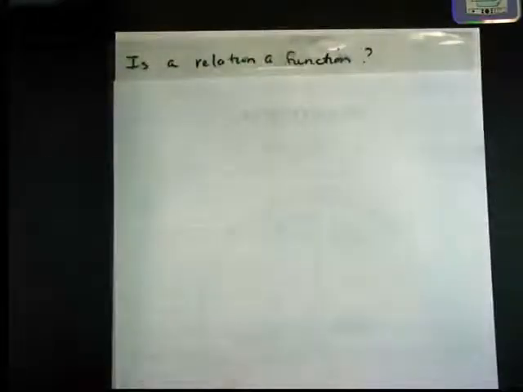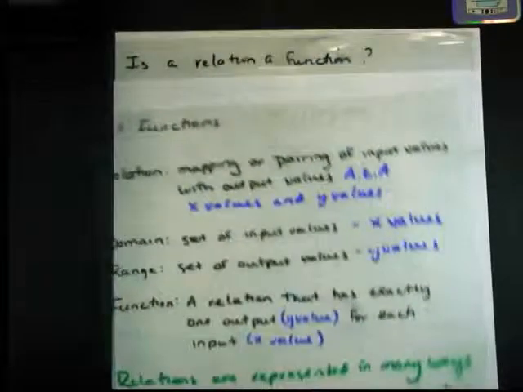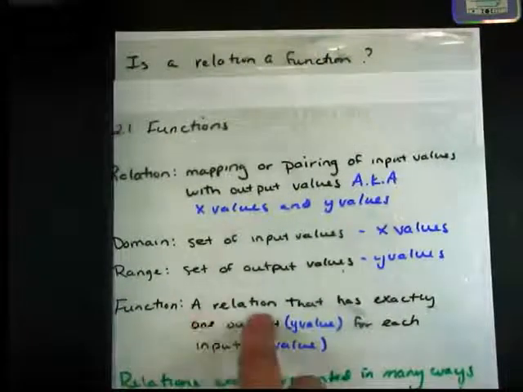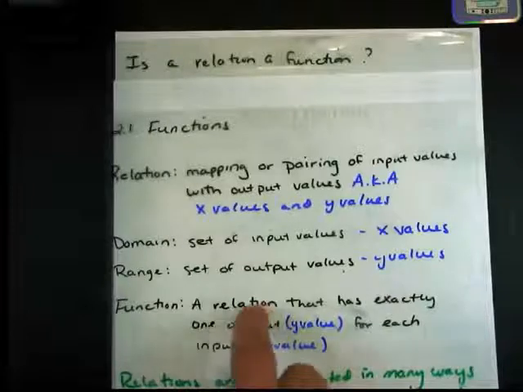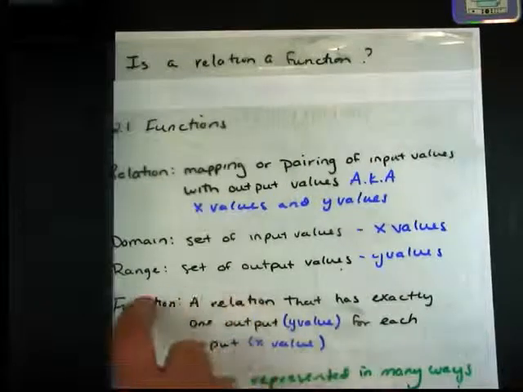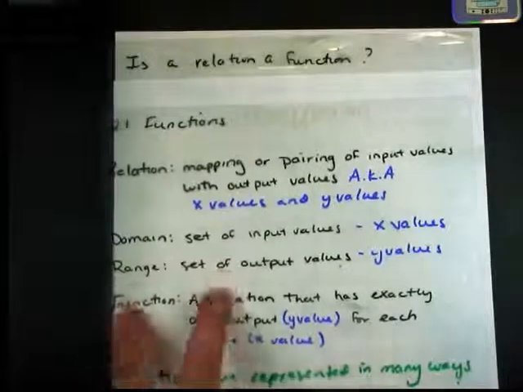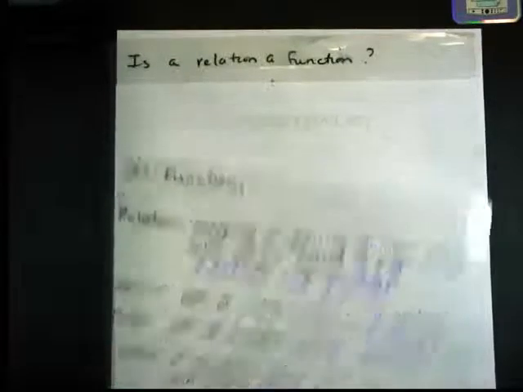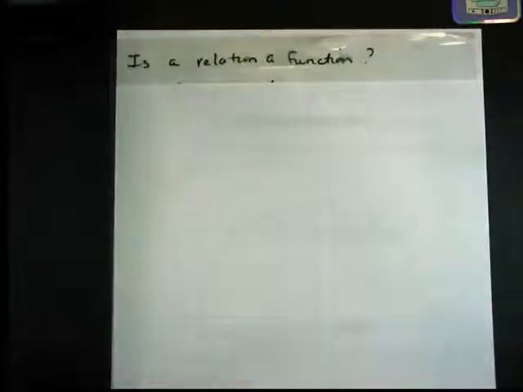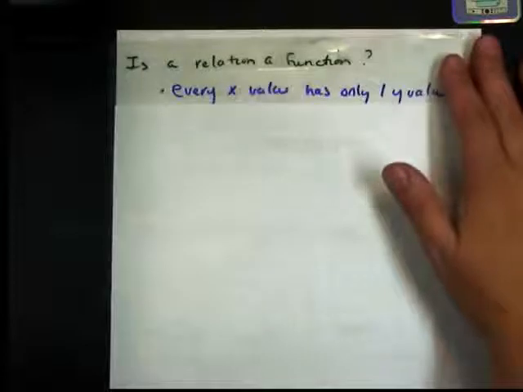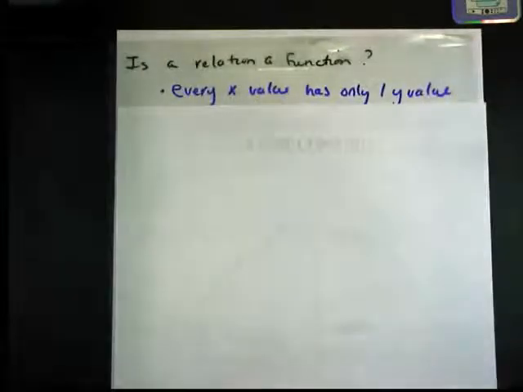Now, on the previous notes, we just said a function is a relation. So now the question is, is a relation a function? Do these interchange with each other? Do they go back and forth? For a relation to be a function, certain things must be true.